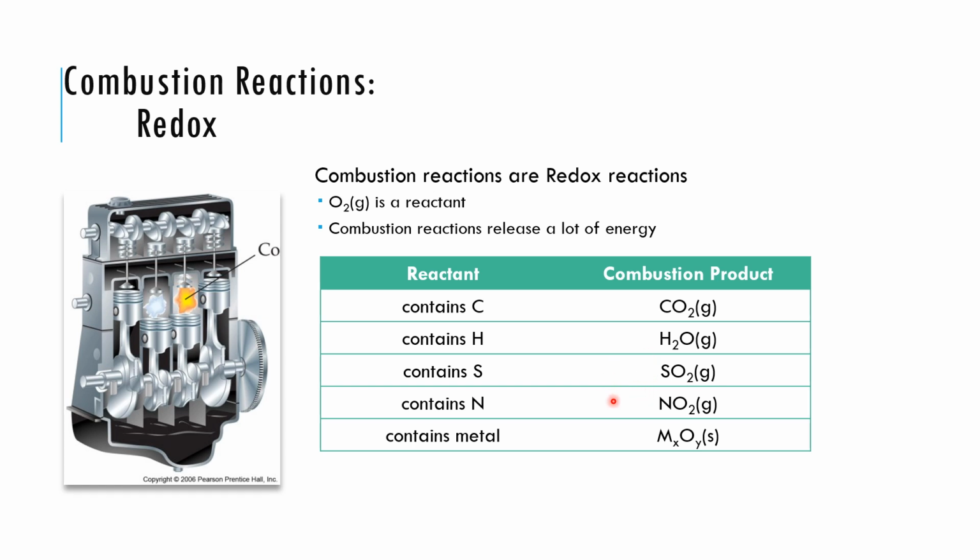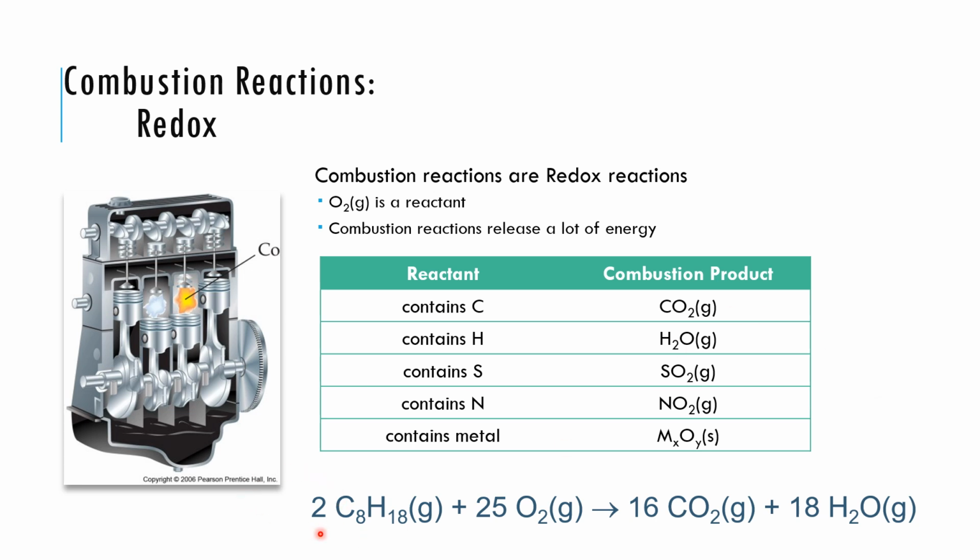Oxidation is sometimes described as the gain of oxygen atoms because oxygen is highly electronegative and tends to pull electrons towards itself. This makes the atoms it bonds with more positively charged. A common example of a combustion reaction is the reaction of octane, C8H18, a component of gasoline, with oxygen. This reaction produces carbon dioxide and water.